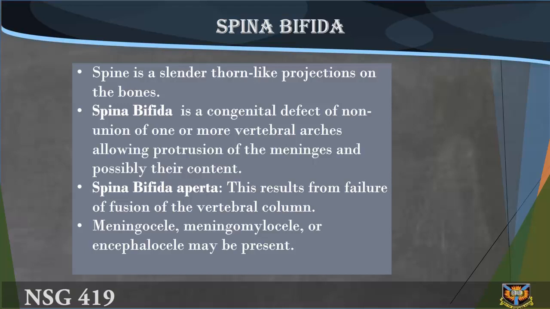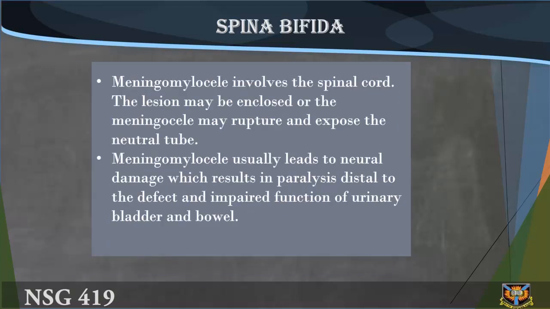Spina bifida. Spina is a slender thorn-like projection on the bones. Spina bifida is a congenital defect of non-union of one or more vertebral arches, allowing protrusion of the meninges and possibly their content. Spina bifida aperta results from failure of fusion of the vertebral column. Meningocele, meningomyelocele, or encephalocele may be present.